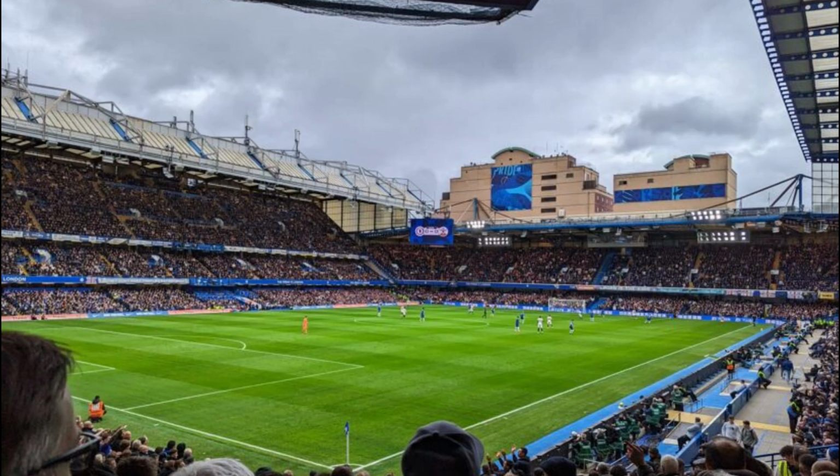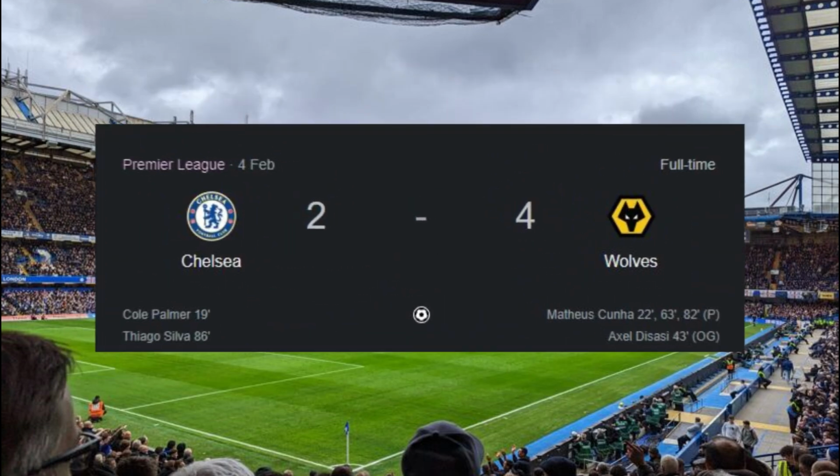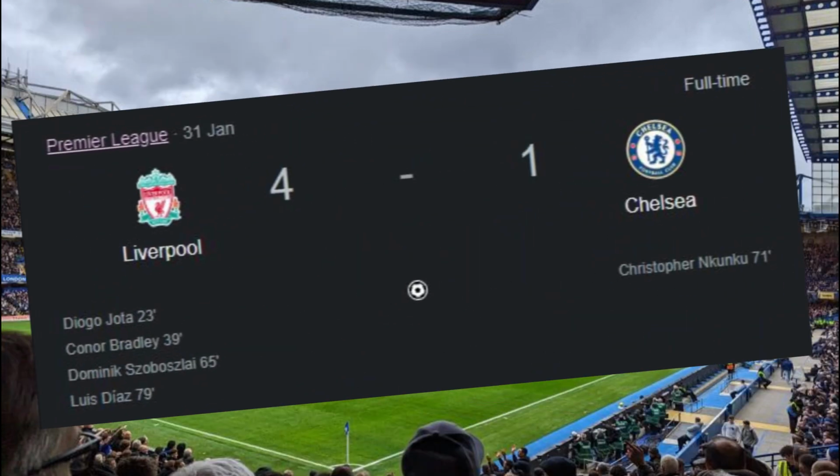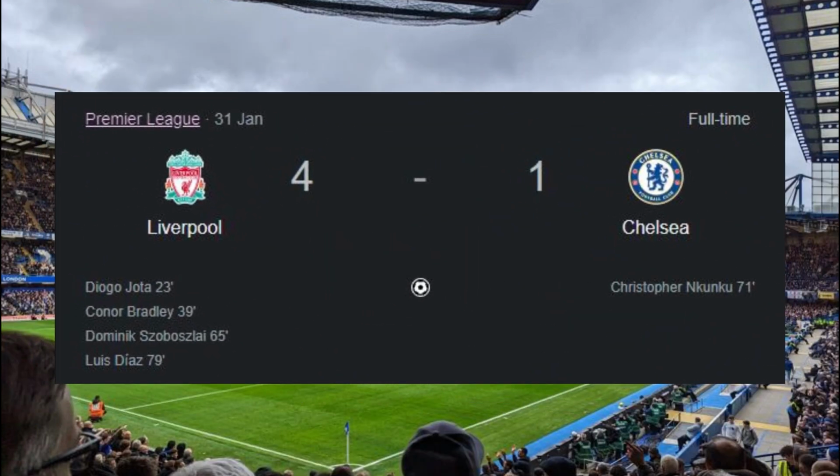And looking onto this, we cannot fail to look at the 4-2 defeat by Wolves at home and the 4-1 defeat by Liverpool at Anfield that actually went back to back. And we're going to try to understand why Mauricio Pochettino's tactics are being destroyed in the Premier League, and see why this is so.